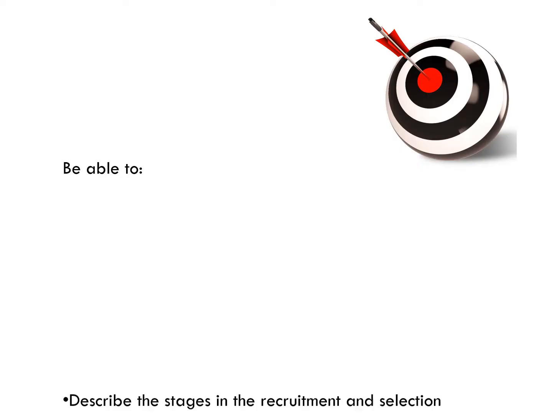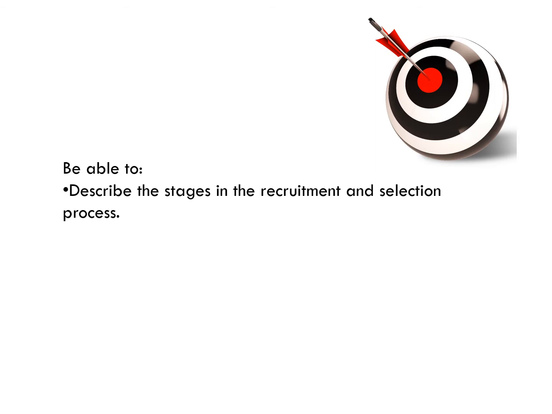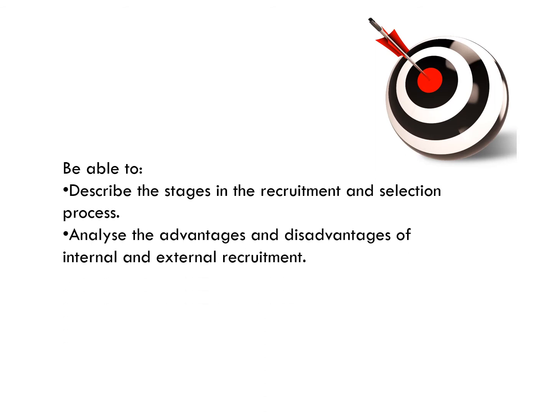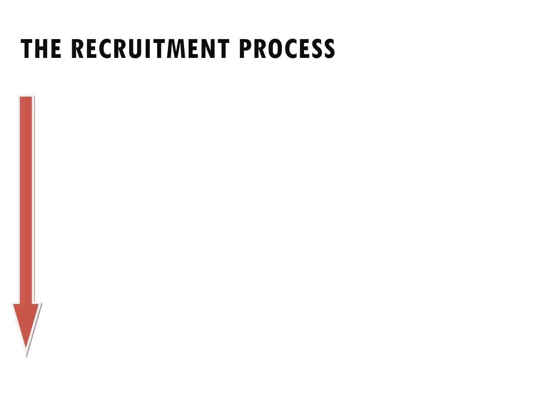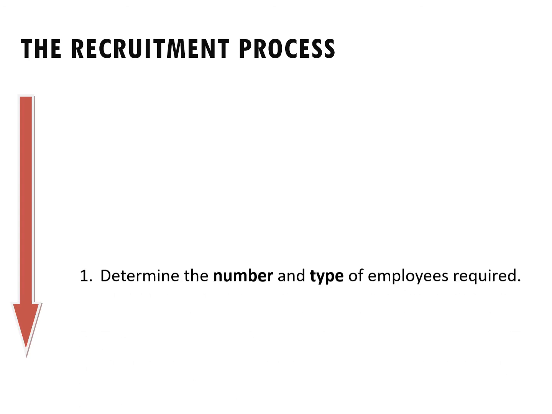So by the end of this video, we should be able to describe the stages in the recruitment and selection process, analyze the advantages and disadvantages of internal and external recruitment, and then look at the extent to which effective recruitment and selection is important for a business to achieve its objectives. So let's start off with the recruitment process. Let's bring it up and then identify some key points.